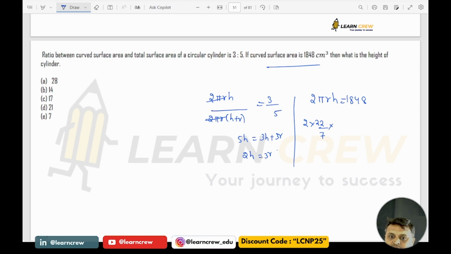so what is r? R would be 2/3 of h into h would be 1848. If you simplify this, what you are going to get? See now 22 2s are 44, 44 2s are 88. So now what you are going to get here? 88. So 88 how many times? 88 2s are 176. 88 1s are. So h square is equal to 21 into 21. Thereby you can say h is 21. So the height of the cylinder is 21.